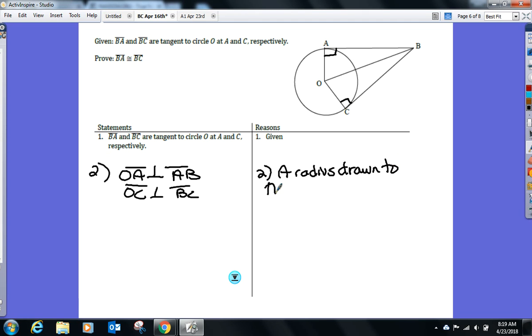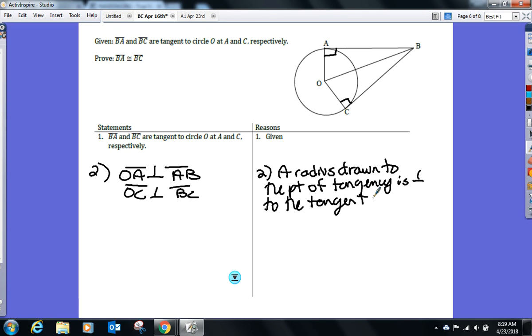Drawn to the point of tangency is perpendicular to the tangent. And I know it's a little wordy, but this theorem says nothing about right angles being created. All it says is that the two are perpendicular.